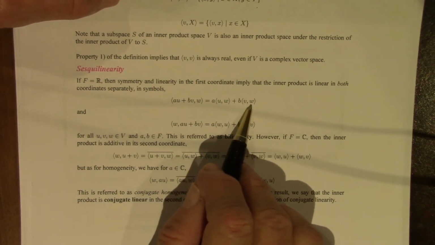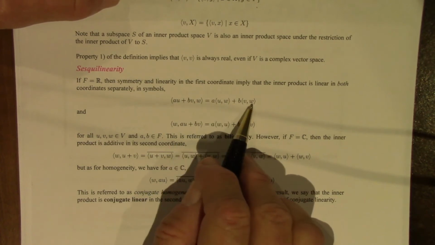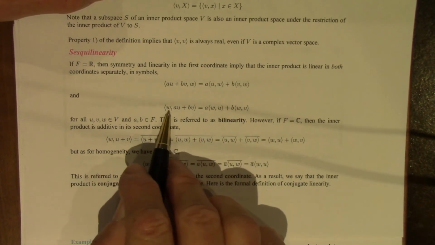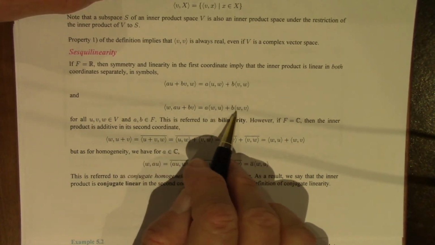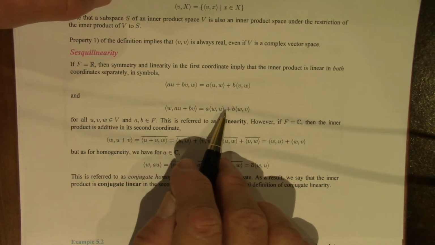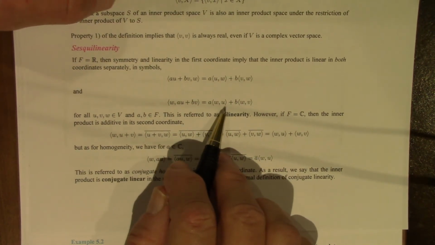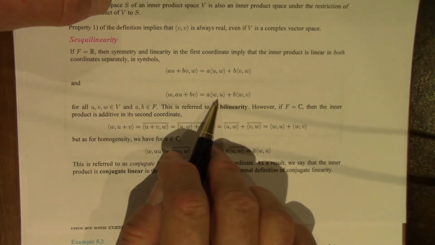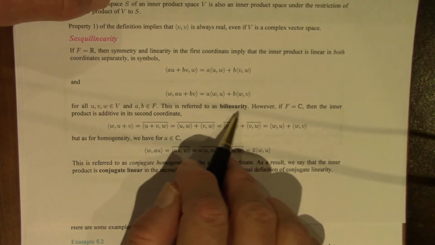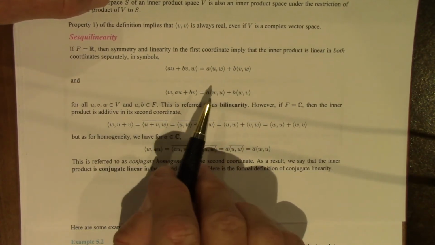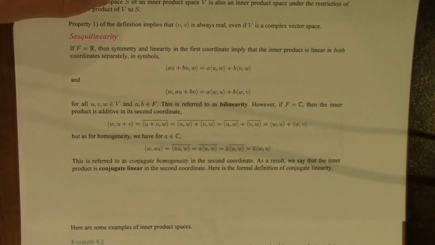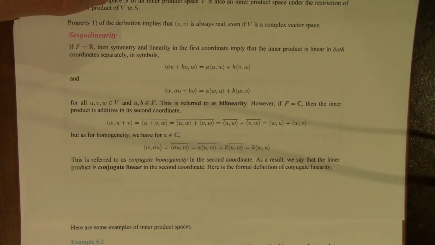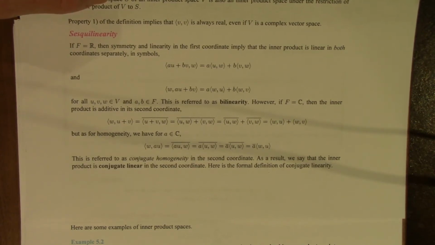This is linearity in the first coordinate. W remains fixed in the second coordinate. This is linearity in the second coordinate. W remains fixed in the first coordinate. So we have both of these for real vector spaces, real inner product spaces. These together are referred to as bilinearity. So the inner product is bilinear, linear in both coordinates. Separately, you have to fix one coordinate, then you can apply linearity in the other coordinate.